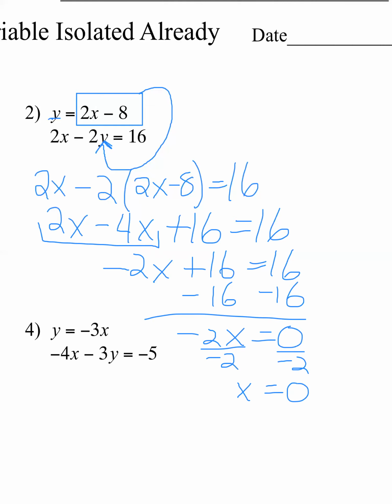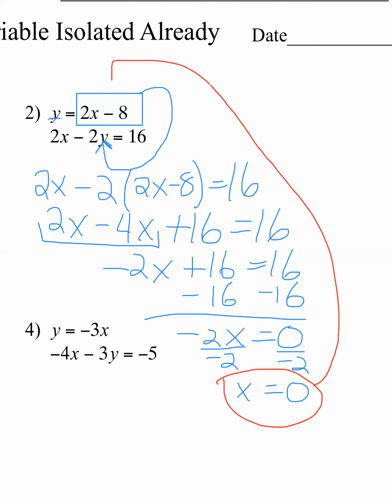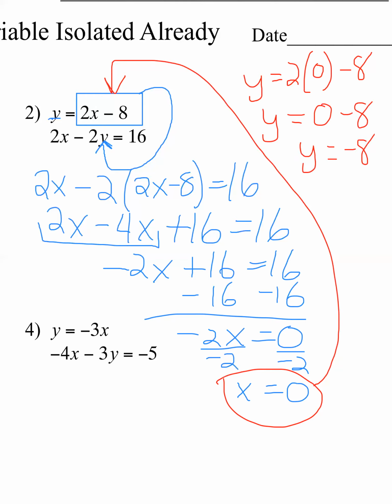I need to figure out what the y is. So now I'm going to take that answer of x is equal to 0, and take it all the way back to the box that I made, and now I get to plug in that value. So y is now equal to 2 times 0 minus 8. Well, 2 times 0 is just 0, and 0 minus 8 is just a negative 8. So now I have both my x and my y, so I'm ready to give my answer as an ordered pair. Make sure you always put the x first, so that'll be 0 comma negative 8. And that is my answer.